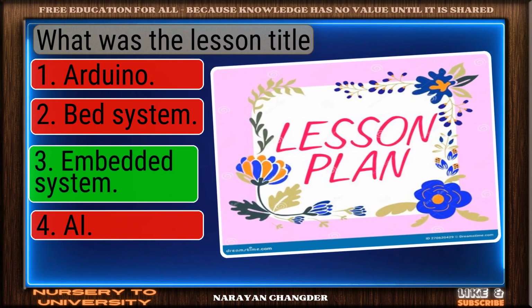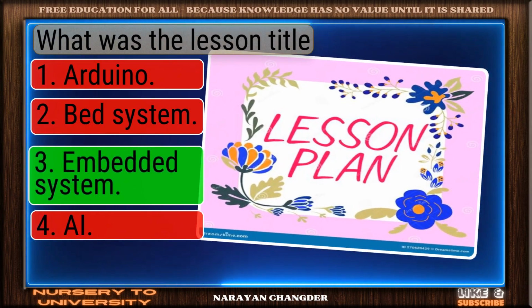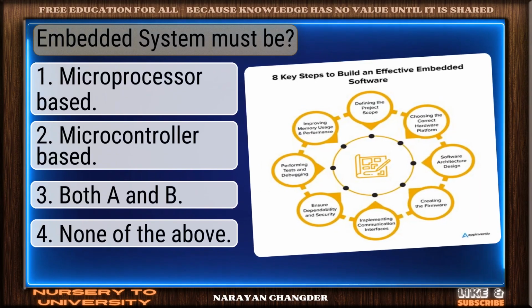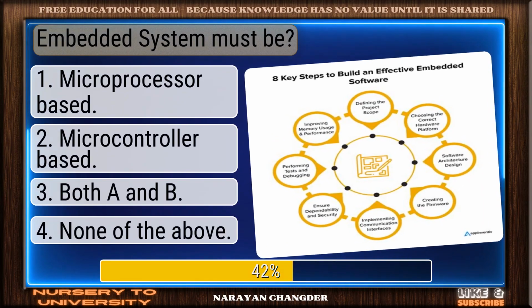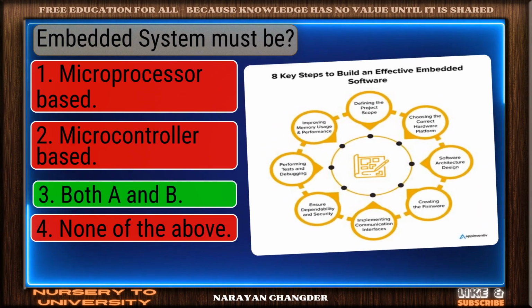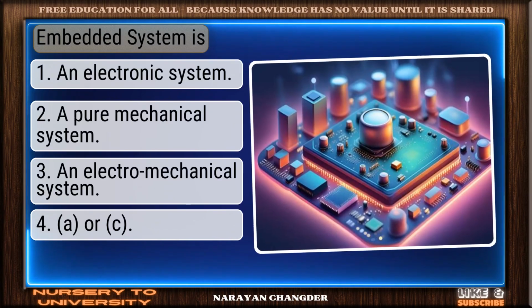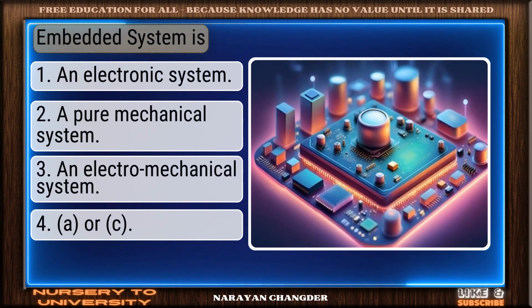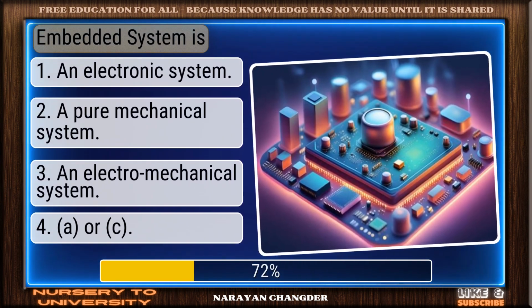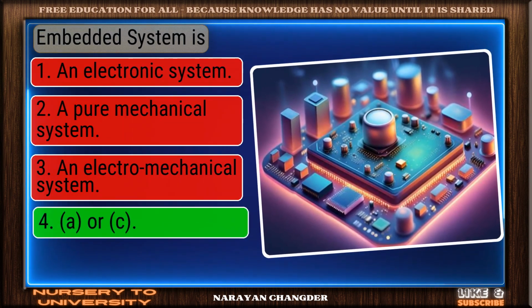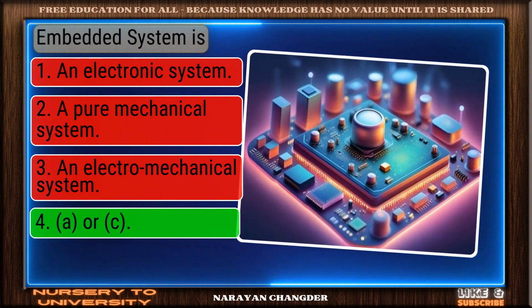Well done. Embedded system is the right choice. Question number 77. Embedded system must be. You got it. Your choice both A and B is right. Question number 78. Embedded system is. Great job. Or is the accurate answer.